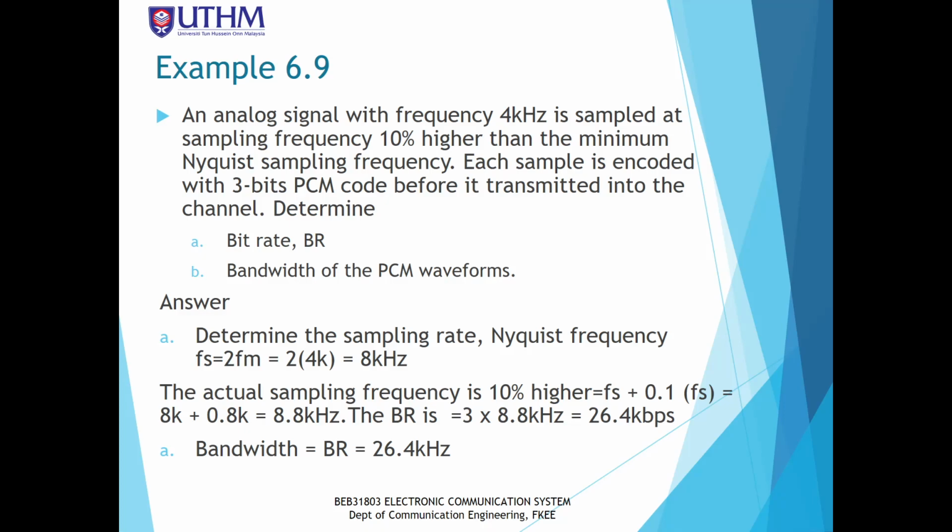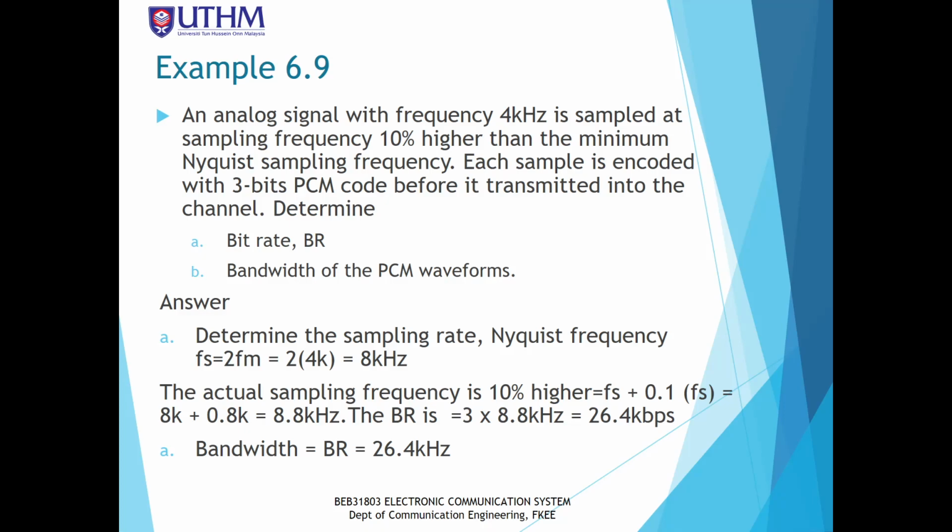Example 6.9. This example is similar to questions that have been asked in previous semester final exams. This question is among the favorite questions asked in the previous final exams. It is about the bit rate and also the bandwidth of PCM. So what if we sample at more than the Nyquist rate?